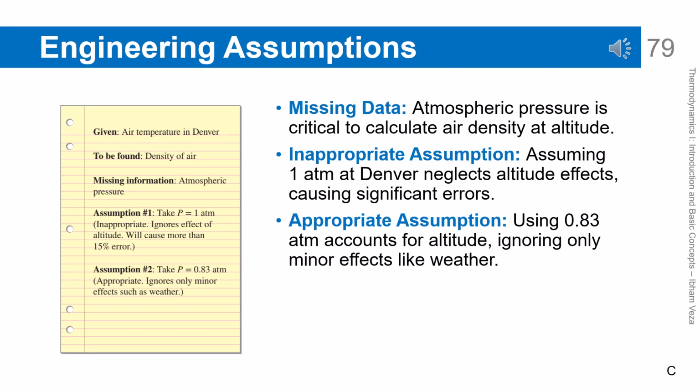Engineering assumptions. In engineering analysis, assumptions are often needed to simplify calculations. However, incorrect assumptions can lead to significant errors. The example of air pressure in Denver shows the importance of choosing realistic assumptions. Using values closer to real conditions produces more accurate results. Therefore, assumptions must always be evaluated critically.